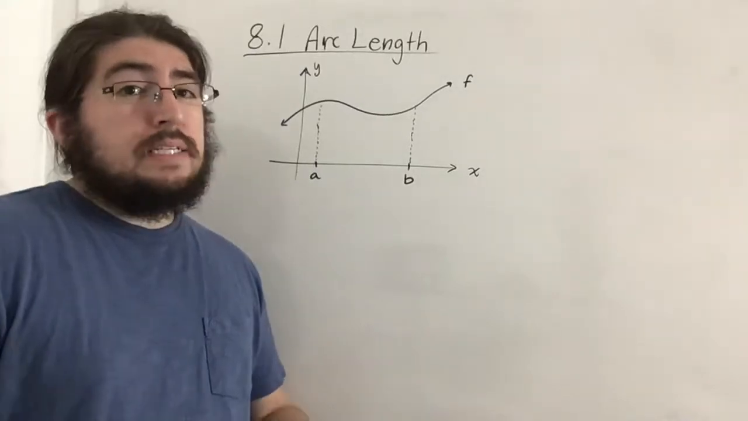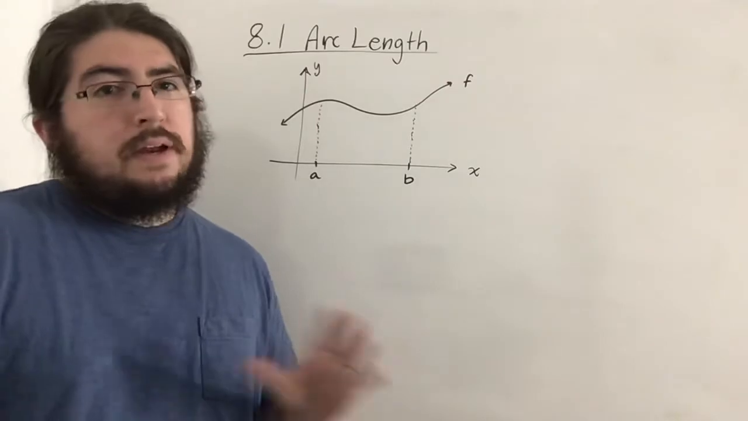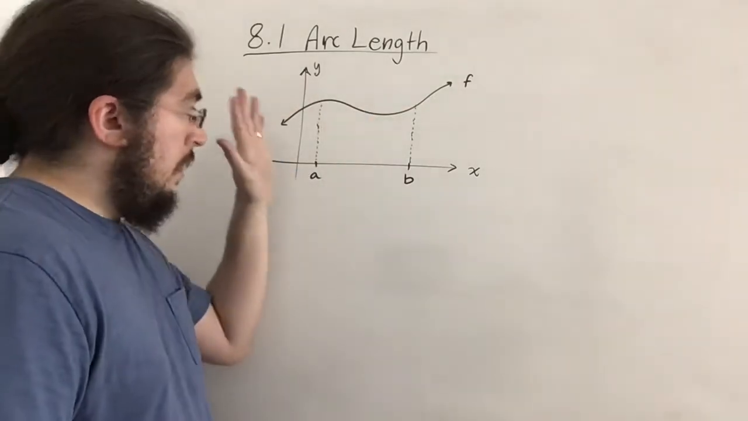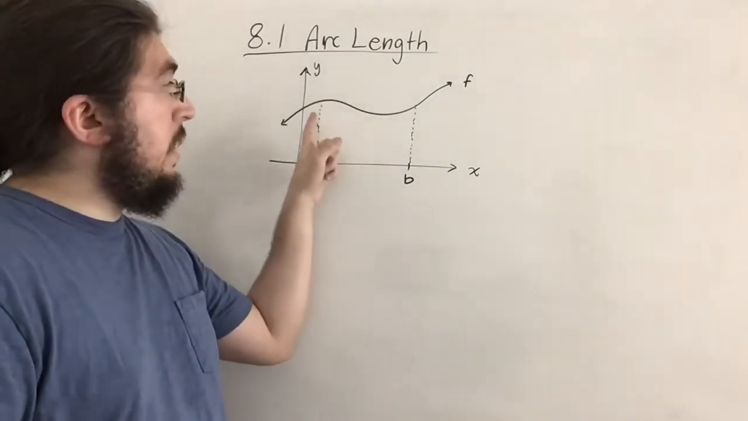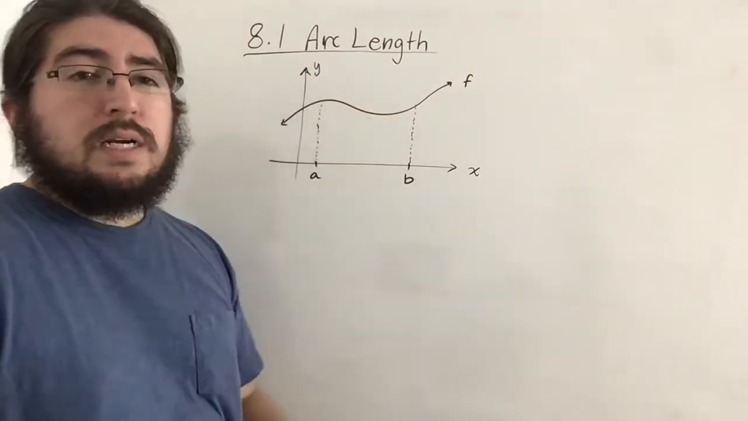Hello everyone, here we'll be discussing chapter 8.1, which is a discussion on arc length. Now arc length, unlike area under the curve, is looking at a function, a curve of a function, from x values a to b, but again, instead of the area under the curve, we're looking at the length of the segment of the curve between those two x values.